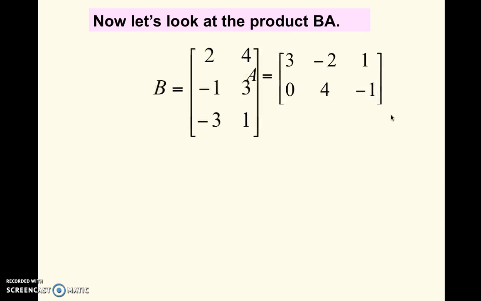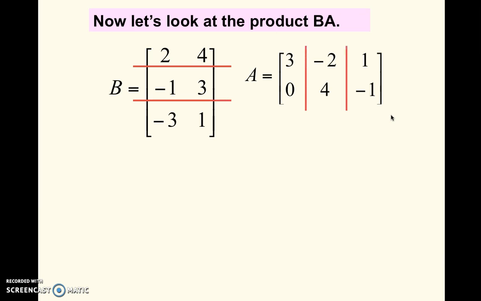Now, let's have a look at the product of B and A. It's going to be slightly different. So here are the same two matrices that we used in our first problem. So matrix A, same elements, matrix B, same elements as well. Now again, first thing we had to do was go through, separate our rows in our first matrix and separate the columns in our second matrix, because remember, we're going to multiply across the rows of matrix 1 and down the columns of matrix 2.